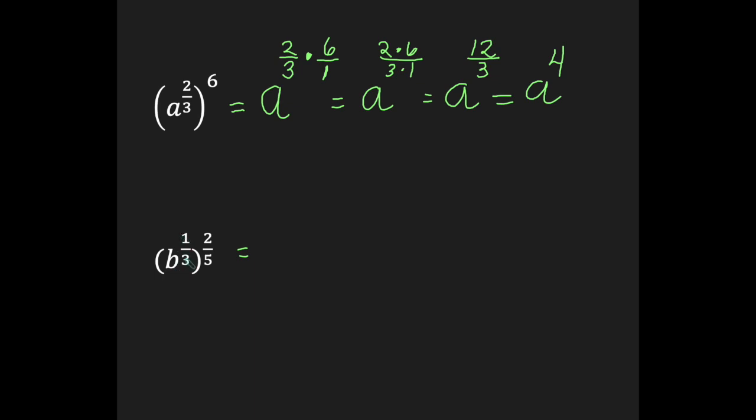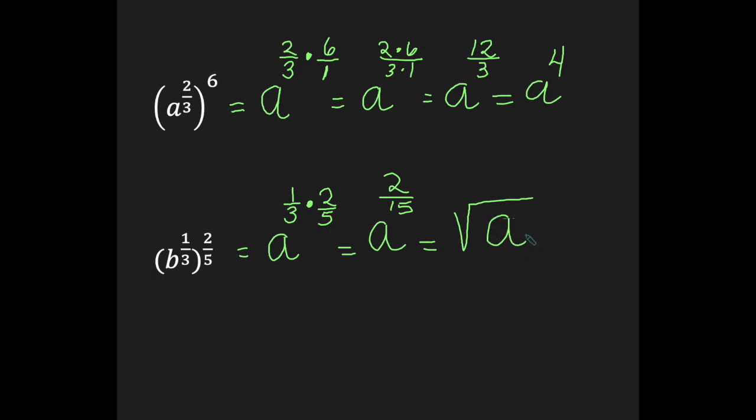Again, I have b raised to the 3rd, and all of that is raised to the 2/5. The rule states you keep your base, and you're going to multiply your exponents, so that's 1/3 times 2/5. Again, when you go straight across, 1 times 2 is 2. 3 times 5 is 15. Now, can you simplify 2 over 15? The answer is no. It's already in simplified form. However, I can write the radical. So here's my a. The 15 is my root, so that goes there, which means the 2 is my power.